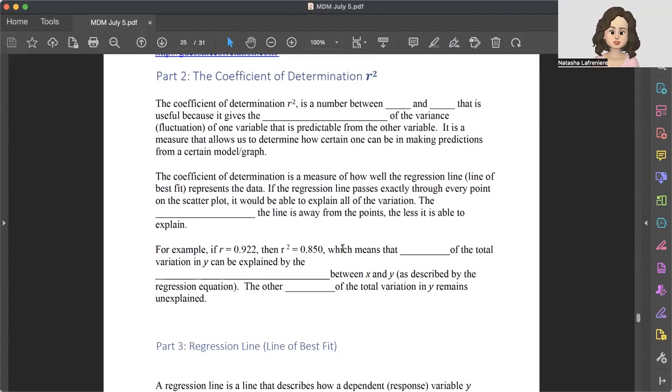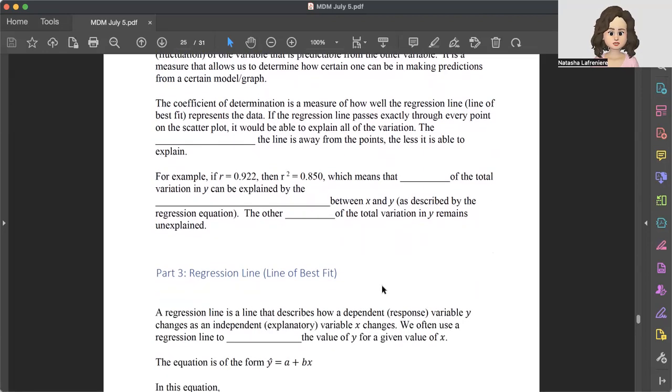So it's between 0 and 1 that is useful because it gives the proportion of the variance, so the fluctuation of one variable that is predictable from the other variable. It is a measure that allows us to determine how certain one can be in making predictions from a certain model or graph. So it really tells you on a scale from 0 to 1 how accurate it is. Can you make good predictions and move forward? So the coefficient of determination is a measure of how well the regression line, so the line of best fit, which is something you would have seen in grade 9 or 10, represents the data.